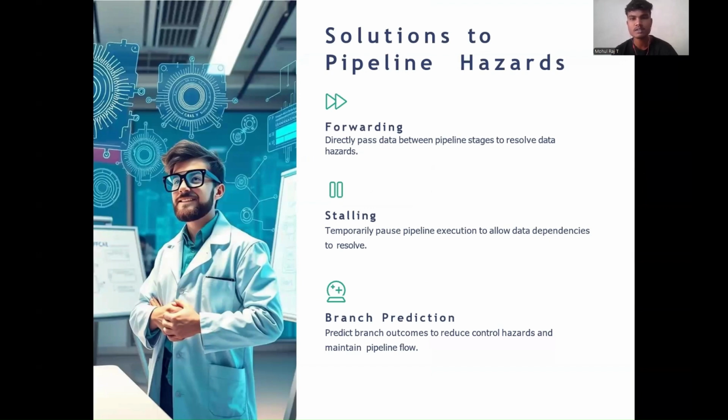Solutions to pipeline hazards such as forwarding, stalling, and branch prediction. Forwarding is where we directly pass data between pipeline stages to resolve data hazards. Stalling is a temporary pause in pipeline execution to allow data dependencies to resolve. And branch prediction is where we predict the branch outcomes to reduce control hazards and maintain pipeline flow.